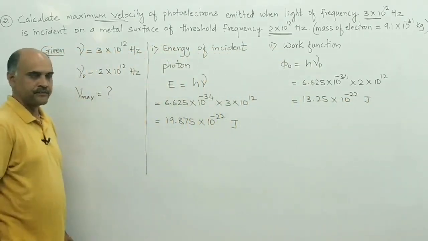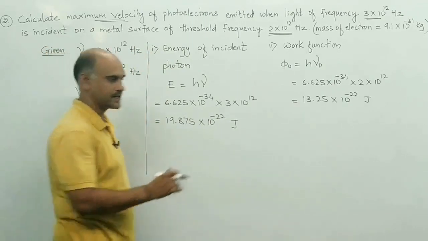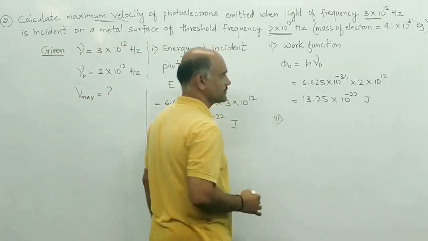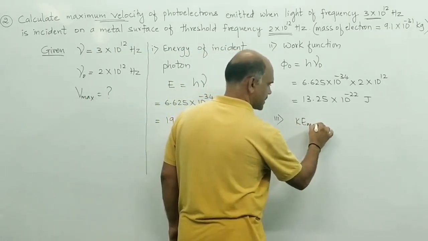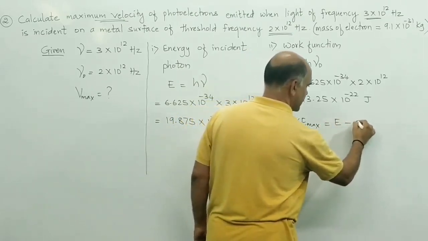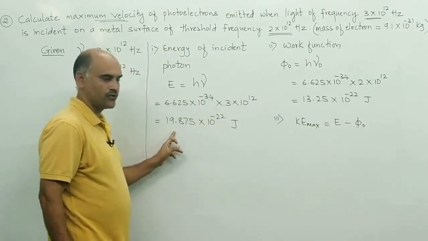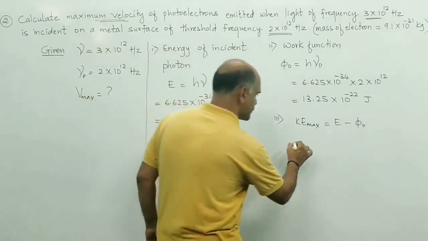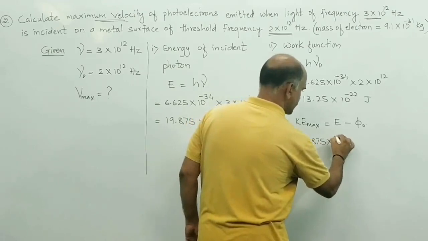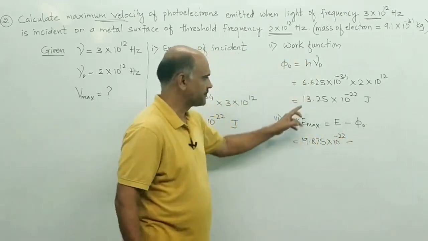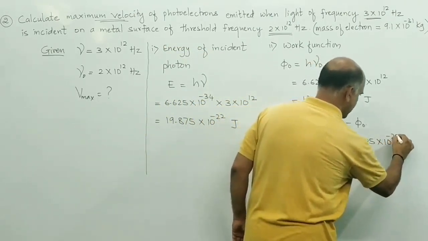This is second step. Now third, to find Vmax, I need maximum kinetic energy. So again from Einstein's equation I will be using. From Einstein's equation, K max is equal to E minus phi naught. E here you have found, phi naught there, I have substituted. So you will have 19.875 into 10 raised to minus 22 minus 13.25 into 10 raised to minus 22.